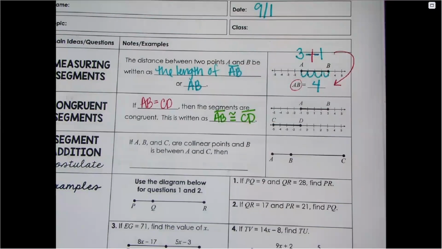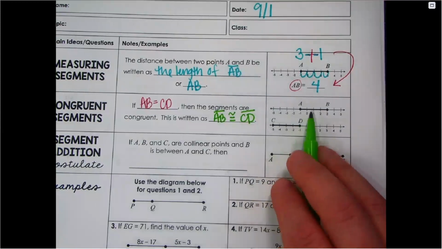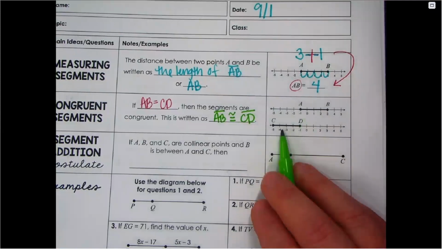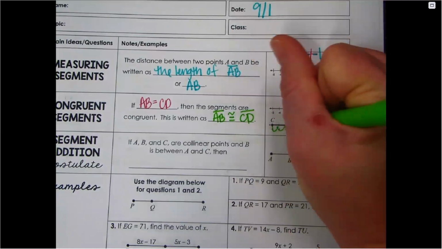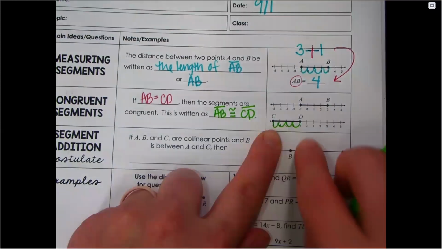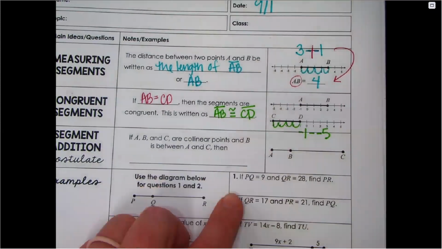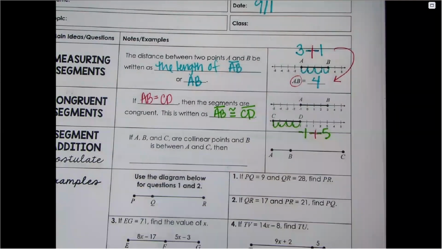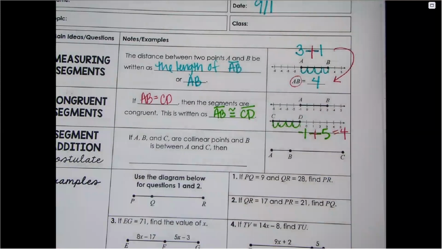So if we look at this example, the distance between A and B we know is 4. The distance between C and D is also 4. You could count it out, 1, 2, 3, 4. Or you could do, like I said, your subtraction. The greatest of these numbers is -1 minus -5. Minus a negative is the same thing as plus. -1 plus 5 equals 4. The distance is 4.